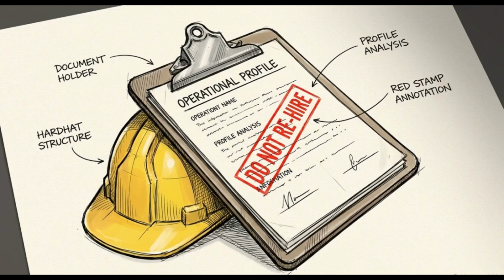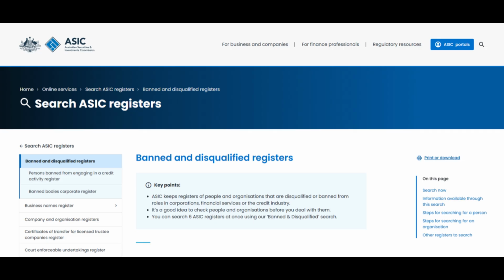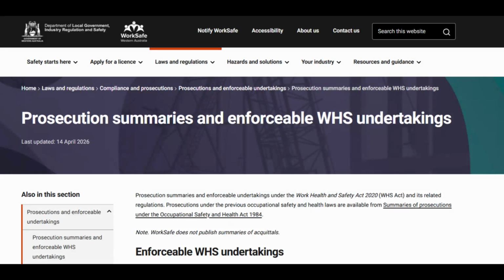A builder's goal is to ensure they never rehire a problem by accident. There are 3 mandatory checks. First, the Building and Energy Register. This reveals a practitioner's status, license conditions, and their public disciplinary history. Second, the ASIC Register. This identifies directors with a history of bankrupting companies or engaging in phoenixing activities. Third, the WorkSafe WA Prosecutions Register. This shows whether a subcontractor has been convicted of safety breaches or had serious incidents on their previous sites.